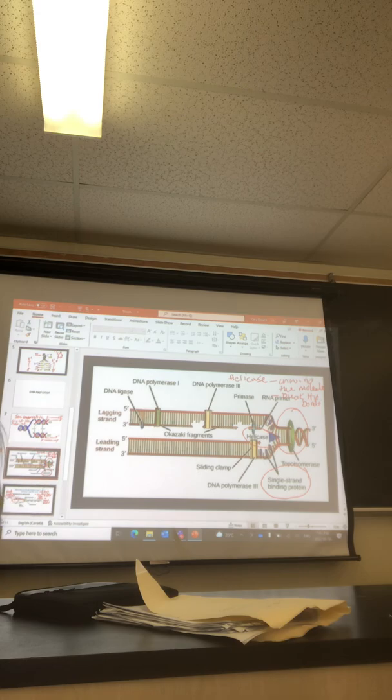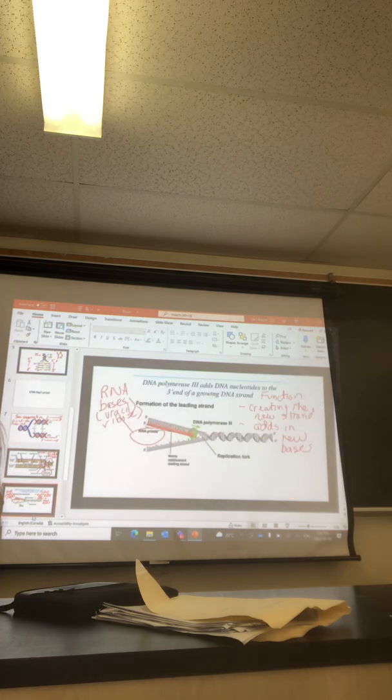All right, now how does it work again? So if you were creating a new DNA strand, right? We're creating a 3 to 5, a 5 to 3, and then a 5 to 3, 3 to 5, right?